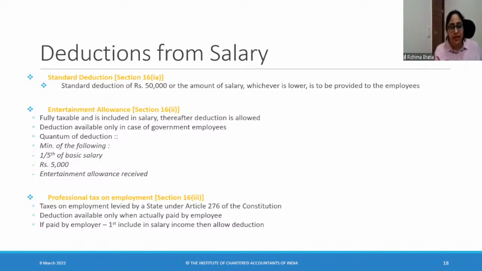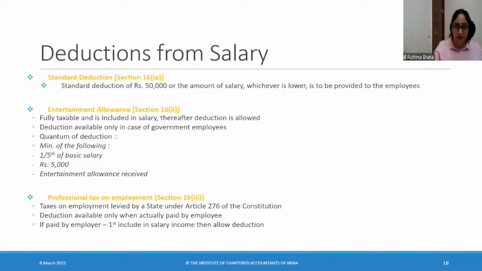There is professional tax. In many states you have to pay professional tax if you're working. Generally, I think in Maharashtra it is 2,500 per year. So the deduction of that professional tax you get under the head salary. Professional tax, if paid by you or if paid by employer, would be deductible under section 16 clause 3. The whole professional tax, whatever is paid, would be allowed as deduction.